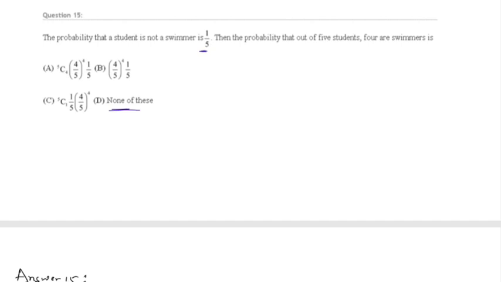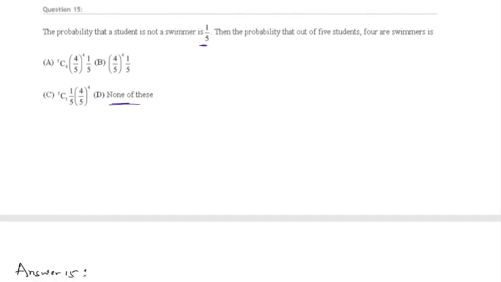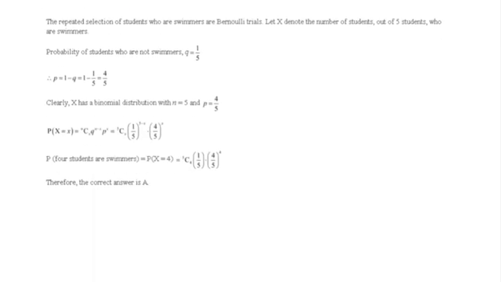The question is: the probability that a student is not a swimmer is 1 by 5. Not a swimmer, that is nothing but 1 by 5. The probability that out of 5 students 4 are swimmers. Not a swimmer and swimmer, two possibilities are here. So what do we have to take? X denotes the number of students out of 5 who are swimmers. Swimmers are success here. So the probability of a student who is not a swimmer is Q, that is 1 by 5. P equals 1 minus Q, it is 1 minus 1 by 5, that is 4 by 5. Q is 1 by 5, they have given.